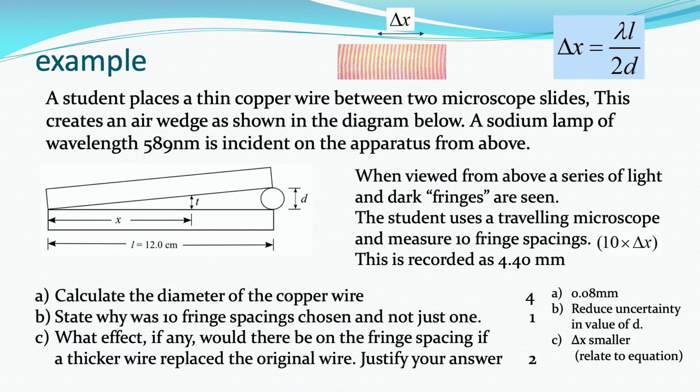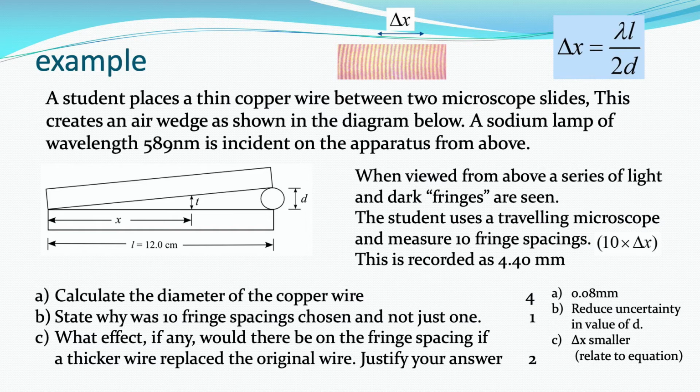Part B, state why we chose 10 fringe spacings rather than just one. Well, that's because it's easier to measure 10. There will be less of a percentage uncertainty in our measurement of 10 fringe spacings rather than if we just tried to measure one of them.